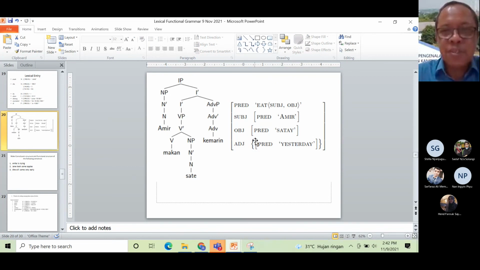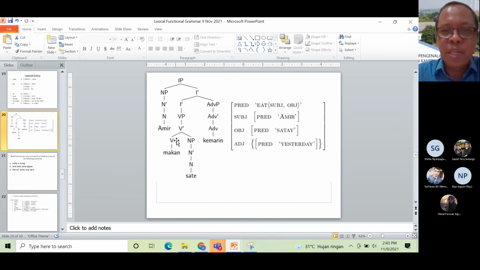But when coming to the functional structure, for example, Amir had satay yesterday, okay? Yesterday here. For the adjunct in the constituent structure, you have ADJ. This is an adjunct, not an adjective. Then for the adjunct, you use curly brackets to show this is optional, and then you use the predicate yesterday. When coming to the adjunct, make sure that you use curly brackets.